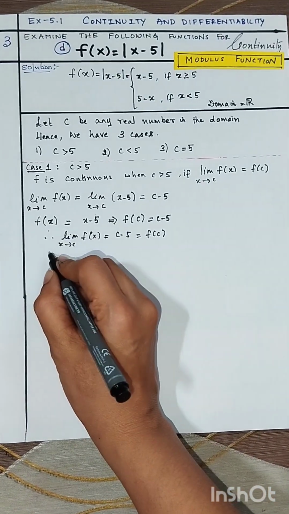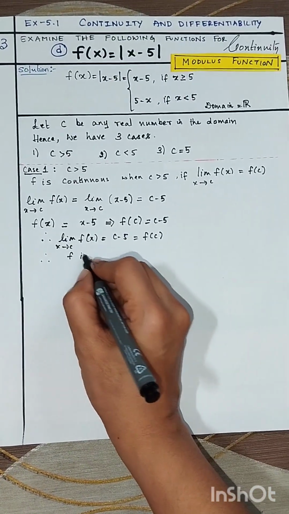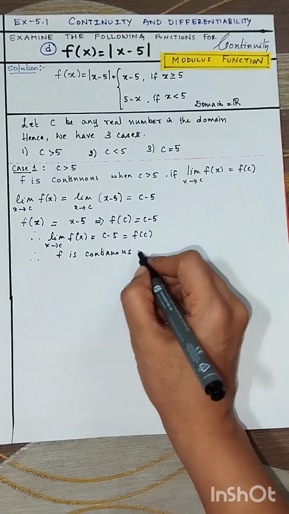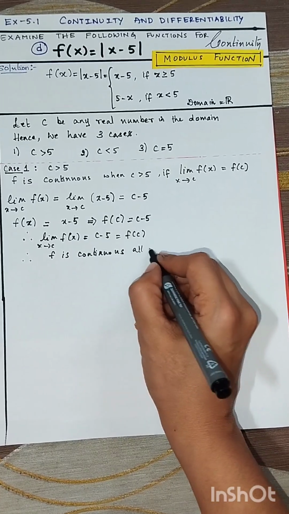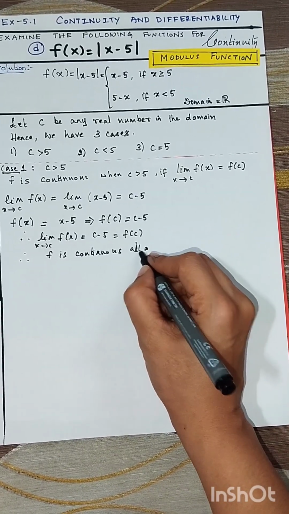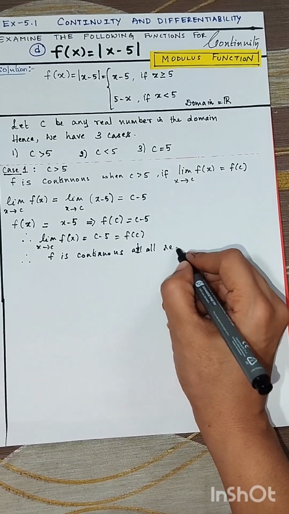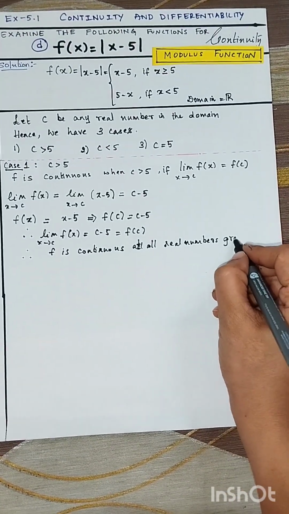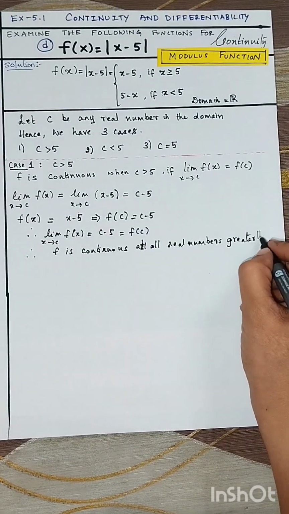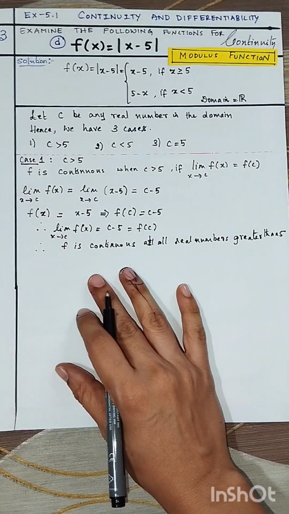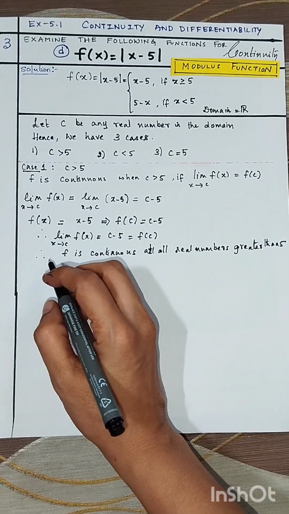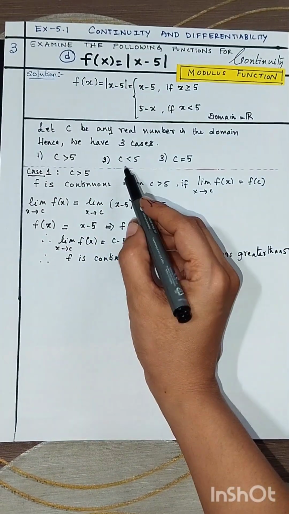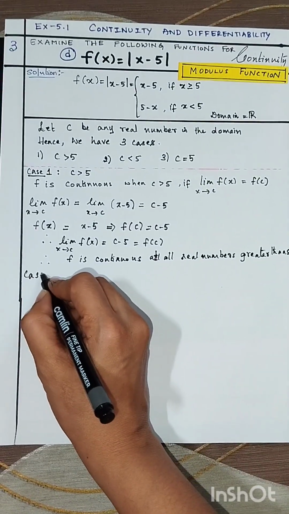So what we can write here, therefore f is continuous at all real numbers greater than 5. So we have to prove continuity, and we proved it in the first domain. Now let us go for the second domain, which is case 2.